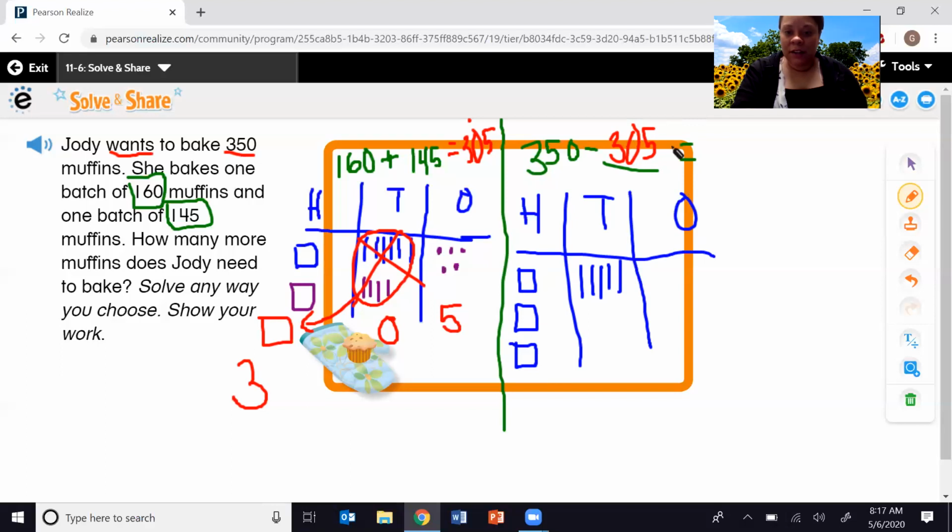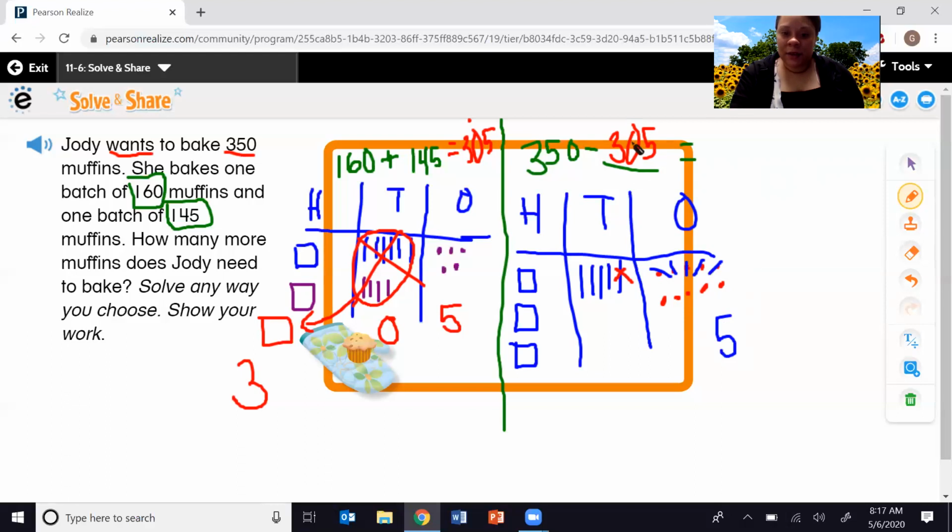Okay, and now I need to start crossing out the 305. But wait a second, it says I have to take away 5 ones. I don't have any ones, so guess what? I'm going to cross out a 10 and trade it for 10 ones. 1, 2, 3, 4, 5, 6, 7, 8, 9, and 10. Now do I have enough to subtract 5 ones? I do. 1, 2, 3, 4, 5. And that leaves me with 5 ones.